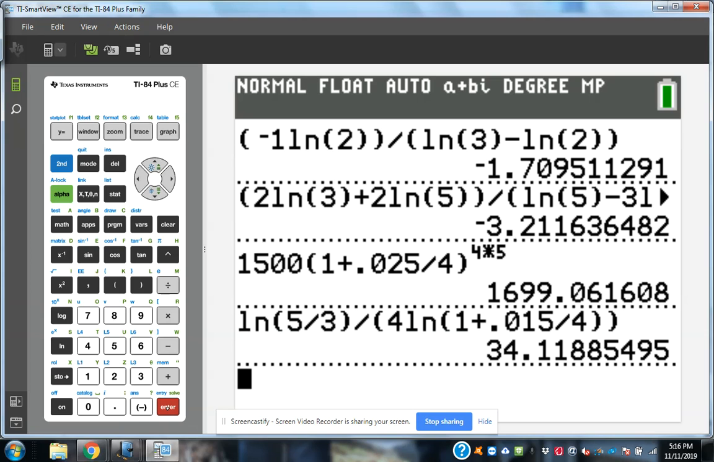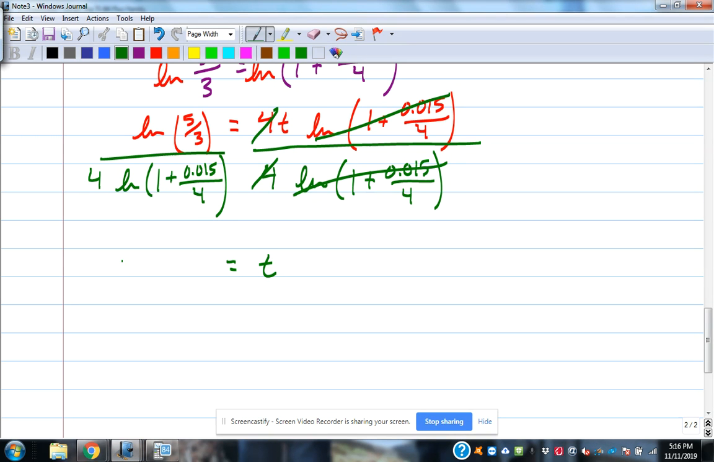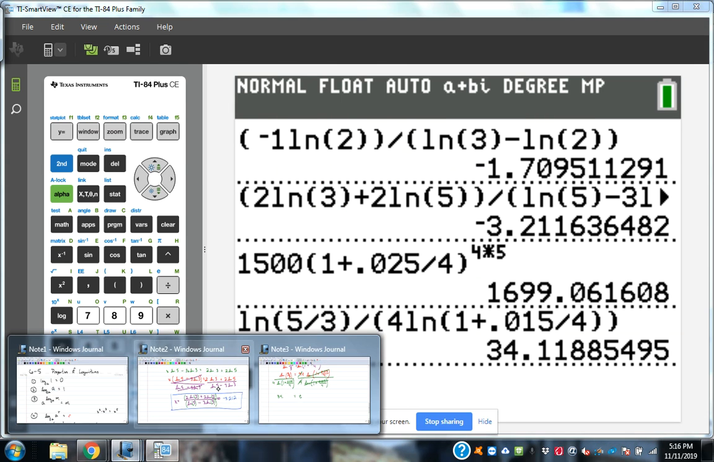Did y'all get 34? No, we may be able to go to the beach, but we're going to be old and wrinkly by the time we get there. Because it's going to take 34 years to get that $1,000 if we don't put any more money in there. 34.12 years.